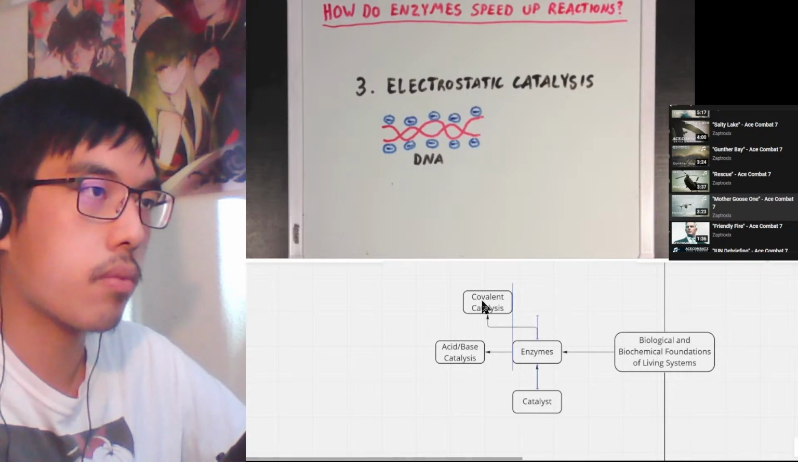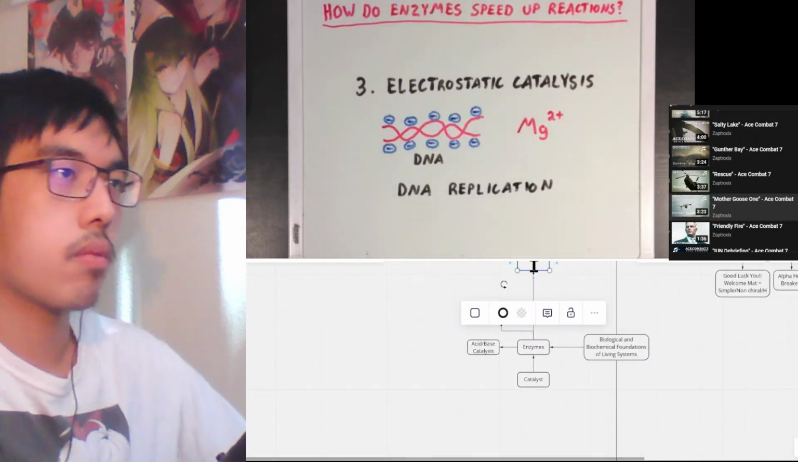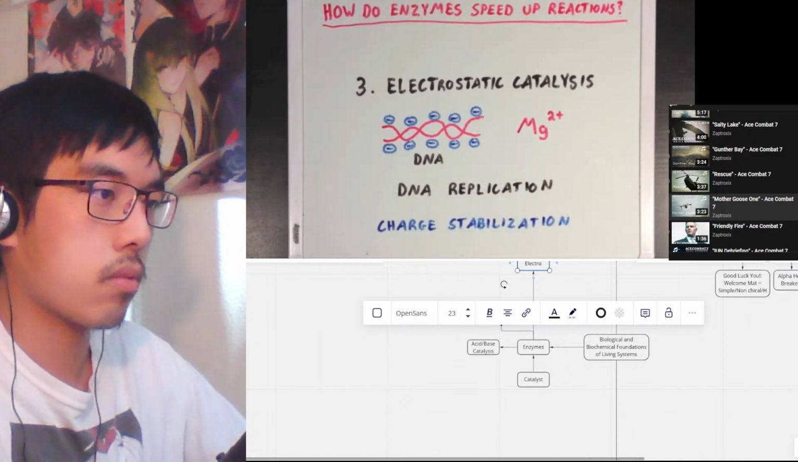So if an enzyme had a metal cation on it like magnesium, we could use it to stabilize the negative charge found in DNA and make it a little easier to work with. And DNA polymerase, which is the enzyme that allows DNA replication to occur, does exactly this. In order for it to help with DNA replication, it needs to find a way to counteract all of the negative charge on DNA, and magnesium ions totally come in handy there.